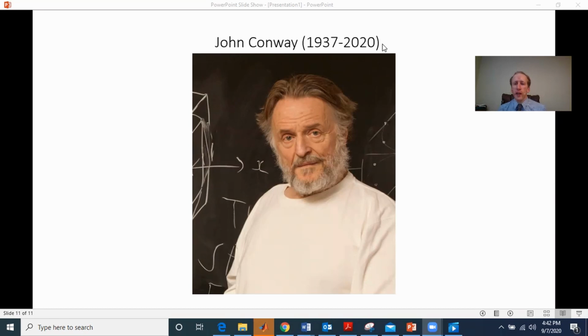I hope you learned something today about the game of life and that you found it beautiful, as I did, how simple rules can evolve into complex, beautiful structures.